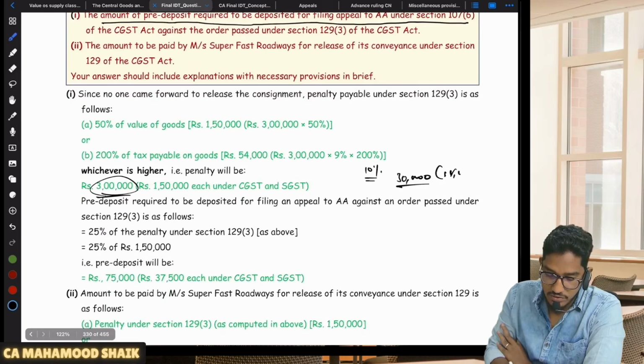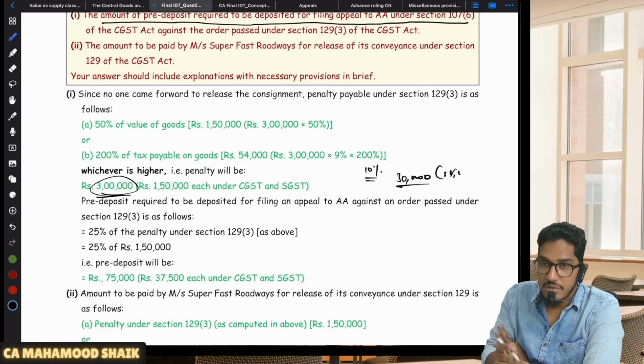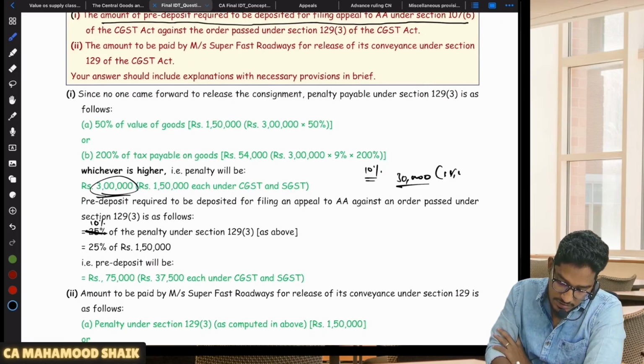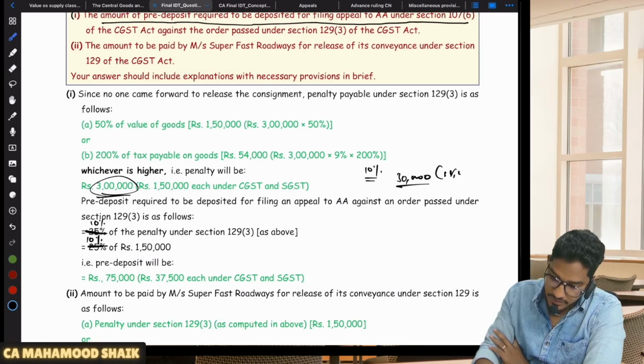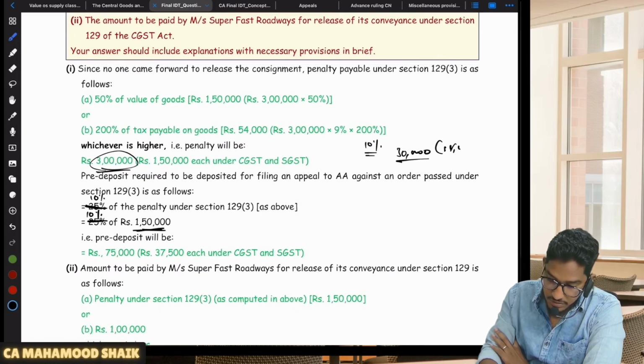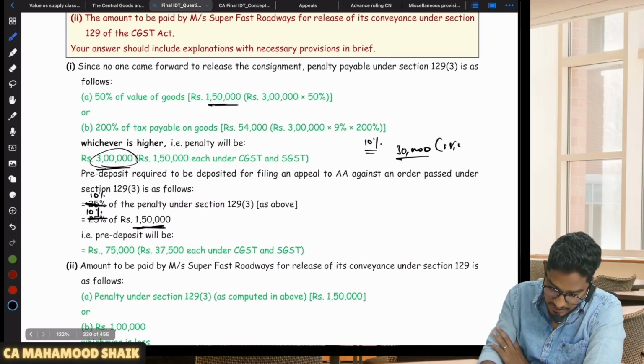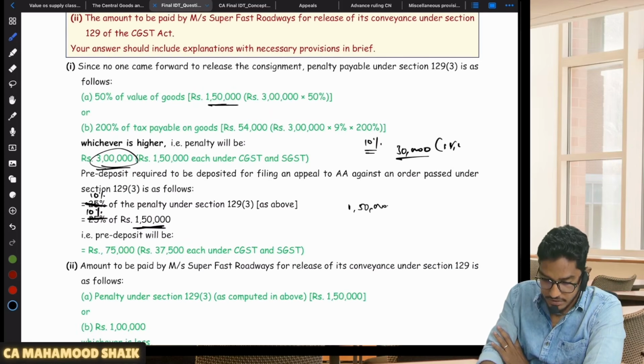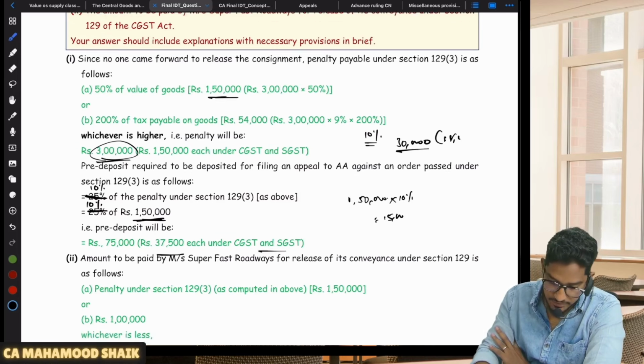But here in the answer, I told you there is an amendment. Prior to this amendment, they used to have an order of 25% of the penalty amount, but now it is how much? 10%. Change it, 10%. So when I do that 10%, on total 1,50,000 they are taking it as total amount. CGST, SGST heading wise they are taking it. Correct only. So 1,50,000 rupees into 10% will come to 15,000. 15,000 under CGST, 15,000 under SGST.